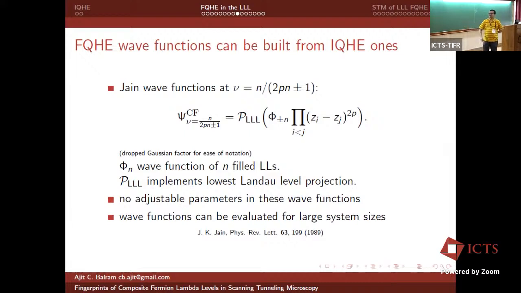It's a projection operator. So first, let me show why the one filled lambda level state of composite fermions is the same state that Laughlin wrote down. That's because we saw that phi 1 is exactly the product over i less than j of (z_i minus z_j). So when n is 1 and you take the plus sign, then you get exactly (z_i minus z_j) to the power 2p plus 1.